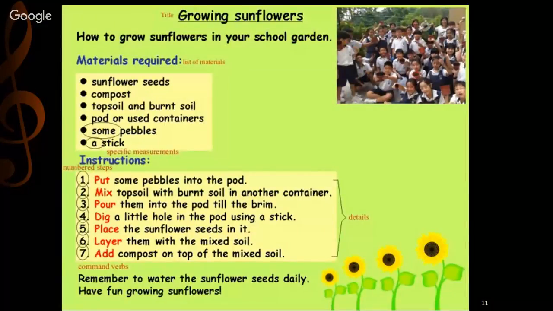This is an example. Growing sunflowers. How to grow sunflowers in your school garden. Materials required: sunflower seeds, compost, topsoil and burnt soil, pot or used containers, some pebbles, a stick. Instructions: put some pebbles into the pot. Mix topsoil with burnt soil in another container. Pour them into the pot till the brim. Dig a little hole in the pot using a stick. Place the sunflower seeds in it. Layer them with the mixed soil. Add compost on top of the mixed soil. Remember to water the sunflower seeds daily. Have fun growing sunflowers. So this is how you write a procedural text.